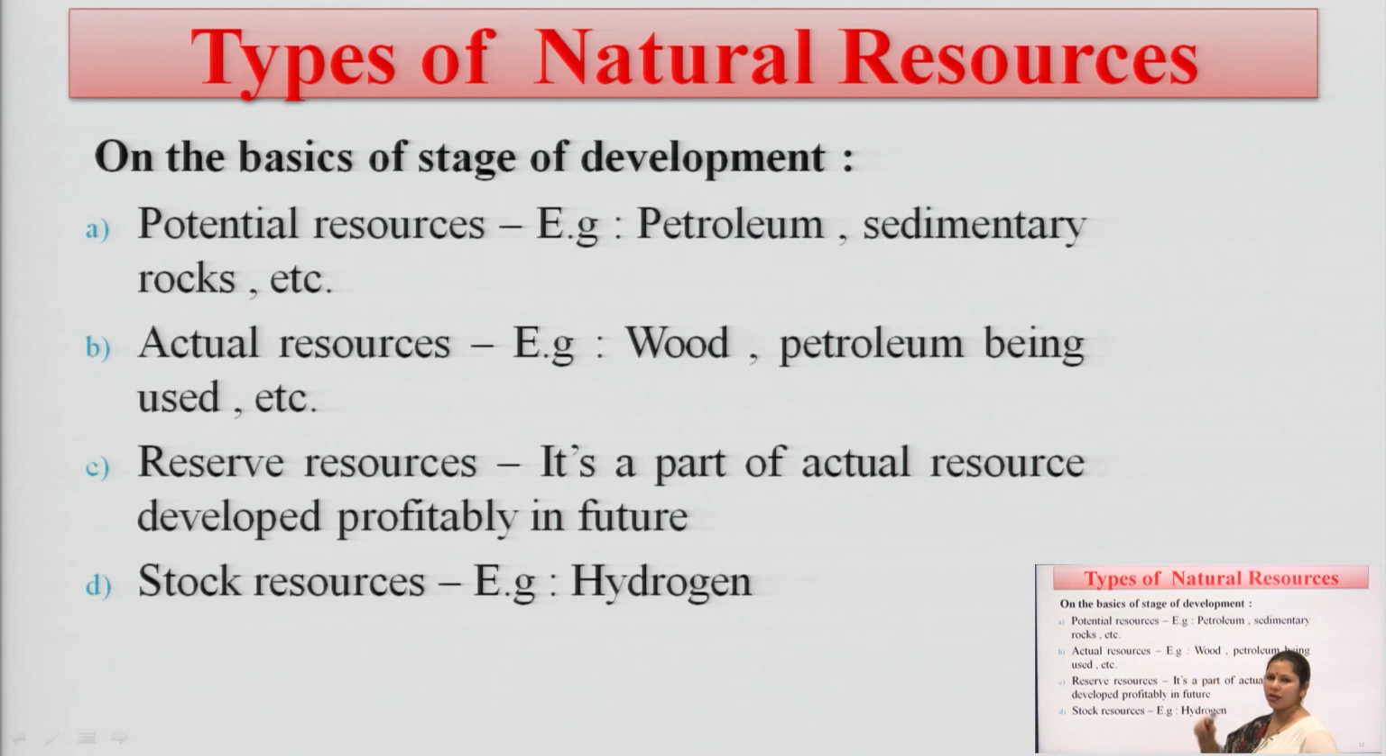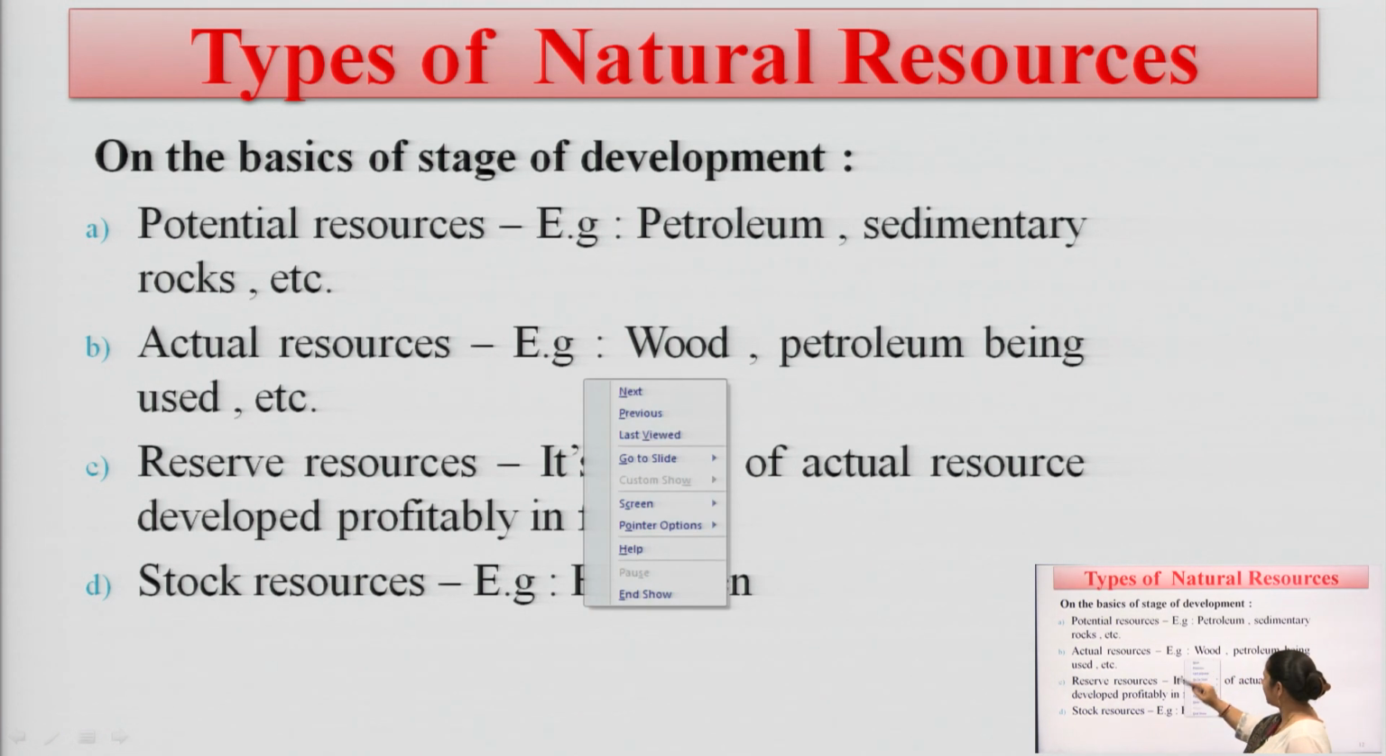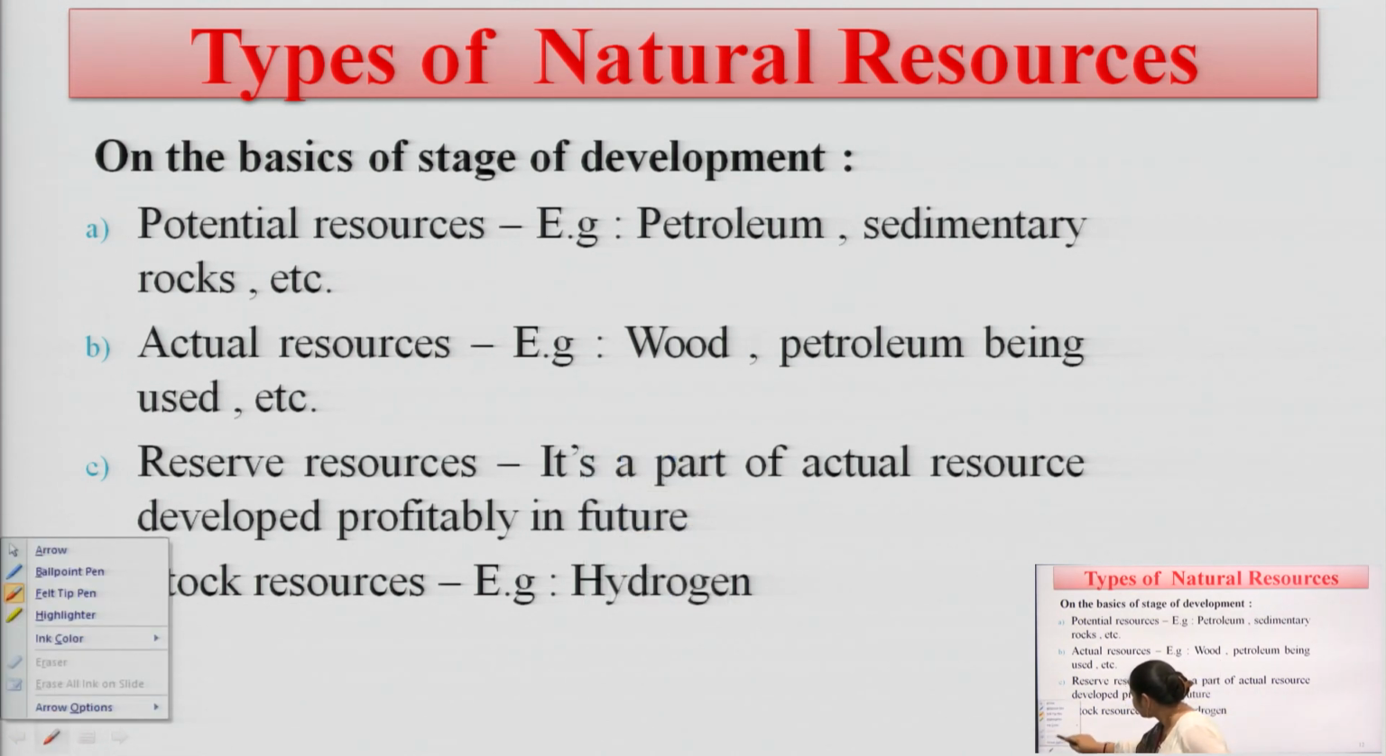First is the potential resource. Potential resource examples are petroleum, sedimentary rocks and many more, etc. Actual resources are wood. This is our actual resource. Petroleum being used, etc. Reserve resources are a part of actual resource developed profitably in the future, and stock resources are the hydrogen which we see.